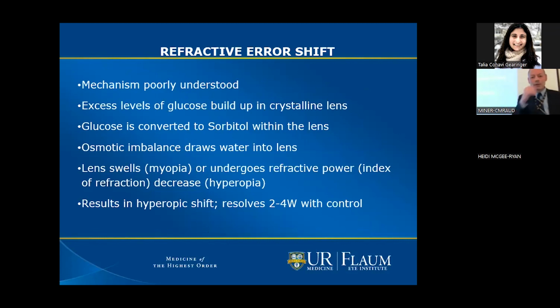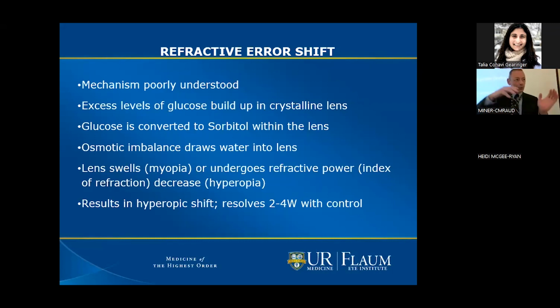There are some hypotheses out there that I'll share with you, which basically include the fact that, as you can imagine, their blood glucose is high. So we know that the glucose serum levels are high, and those glucose levels can actually build up in the crystalline lens as well, which has no vasculature. The crystalline lens has no blood vessels. So if the glucose builds up in the crystalline lens, it's then converted to sorbitol, which has an osmotic imbalance and pulls fluid into the lens. And so in an osmotic fashion, the lens swells, and that would give a myopic shift.